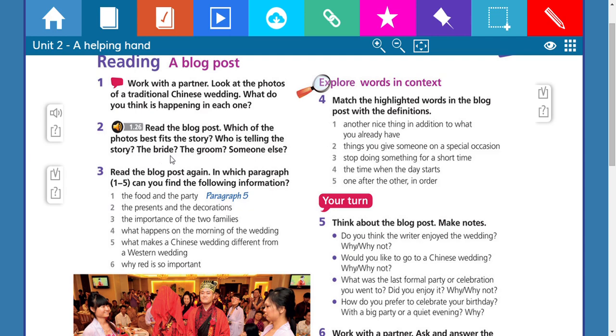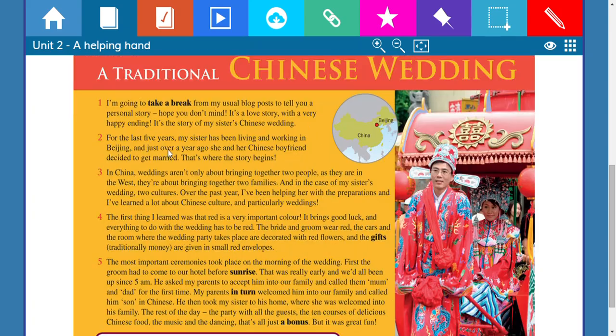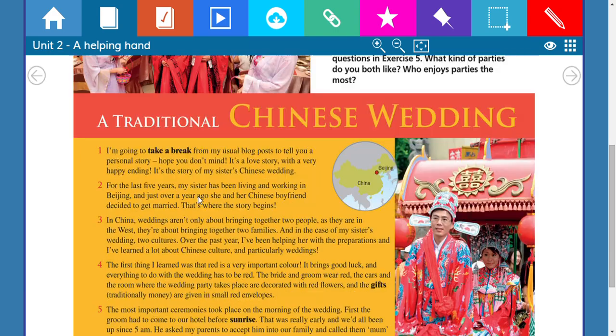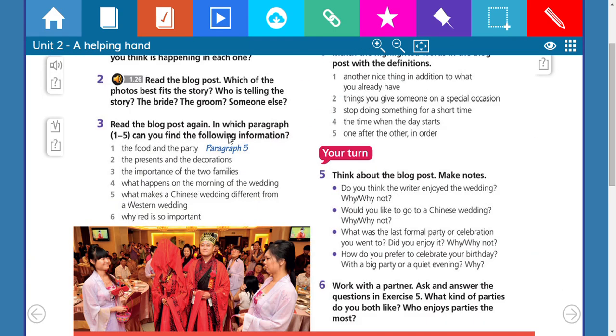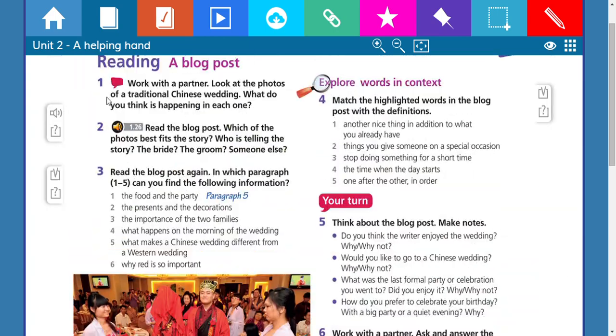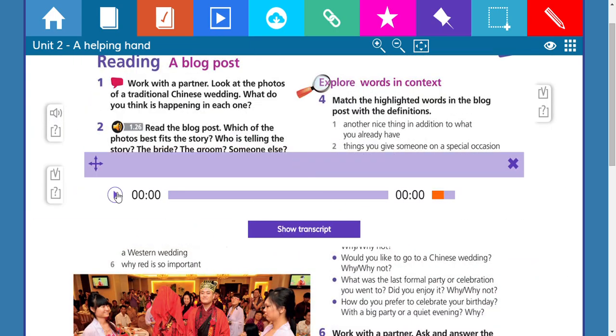The bride? No, the bride is the girl in white. The groom, okay. In this case, they're wearing red. Now this is the bride, and this is the groom. Okay, the boy is the groom, or someone else. Maybe not the couple, but someone else. Okay, here I have the audio. You are going to listen.